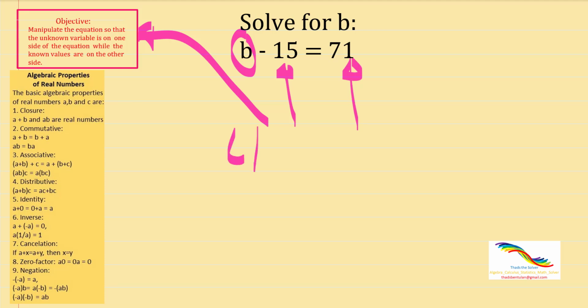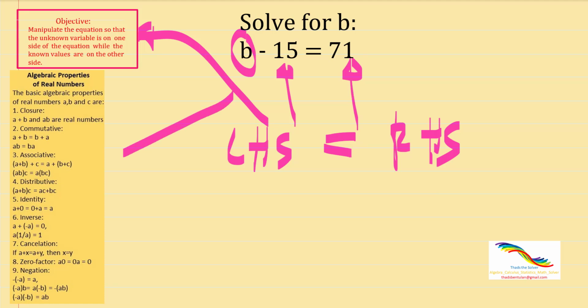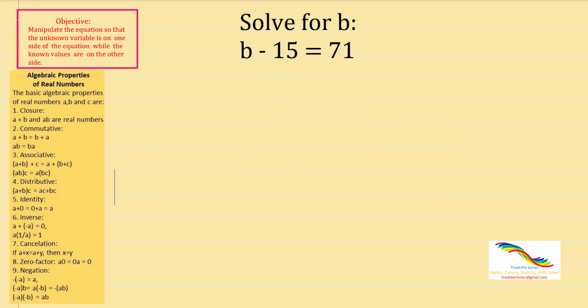So put the unknown variable on the left hand side and then put the known values on the right hand side, and don't forget the algebraic properties of the real numbers here. So let's try and solve this one. So b minus 15 equals 71.